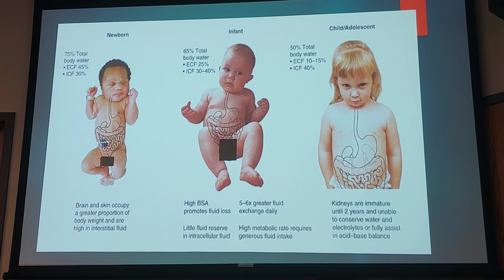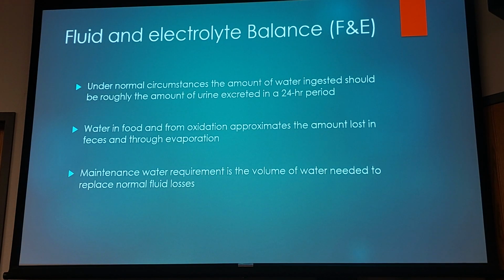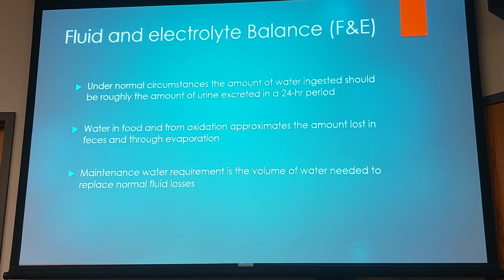Kidneys are immature until about 2 years old. So we're talking about the ability of the kidneys to regulate fluid and electrolyte balance. So they're unable to conserve water and electrolytes or fully assist in that acid-base balance. So it happens quick. It gets sick quicker. So yes, that body surface area promotes fluid loss, those insensible losses like through your skin and breathing, that stuff we can't measure. So under normal circumstances, the amount of water ingested should be about what comes out in a 24-hour period.